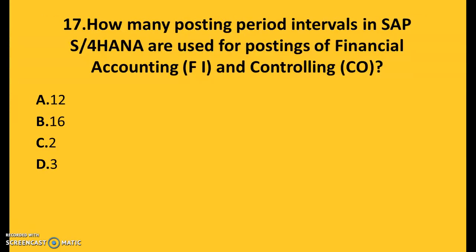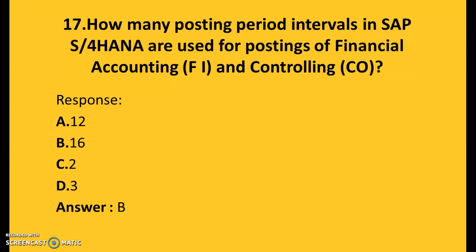How many posting period intervals in SAP S/4HANA are used for postings of financial accounting and controlling? Is it 12, 16, 2, or 3? The answer is B, 16. The same applies to the ECC version; it is carried forward for SAP S/4HANA as well. 16 periods: 12 would be the posting periods, and 4 would be the special posting periods. So put together we have 16.